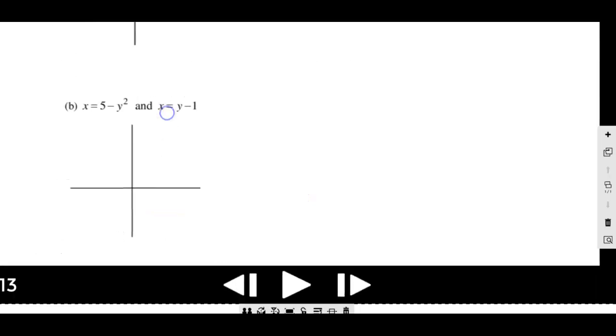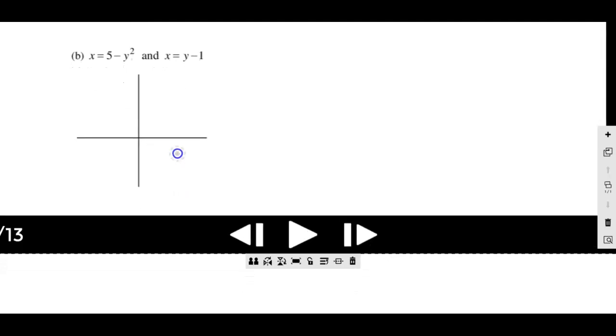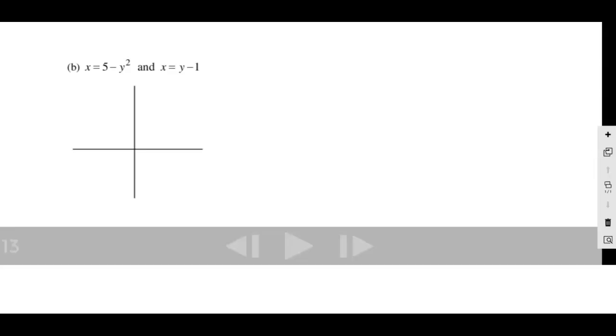And here it's got 5 minus x equals 5 minus y squared, and then it's got x equals y plus 1. Okay, we're not really used to dealing with x equals and y equals, x equals for our curves. Well, that's okay, right? We can still graph it. Let's do the one on the right first, because this one's going to be easier.